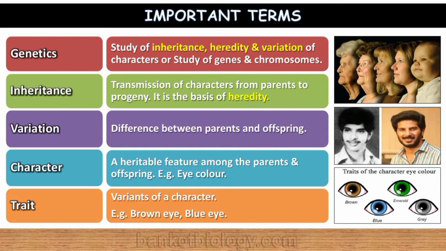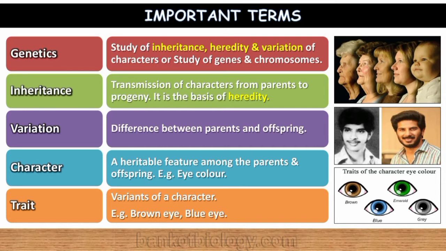Next is inheritance. Inheritance means how characters are transferred from parents to offspring or progeny. It is the basis of heredity. Means to say how these characters are maintained is the inheritance pattern. Next is variation, difference between parents and offspring. When a little bit of change comes in the generation, that will be called variation.